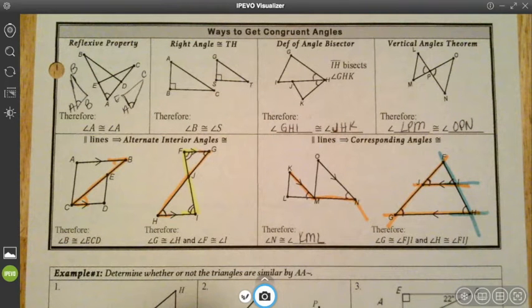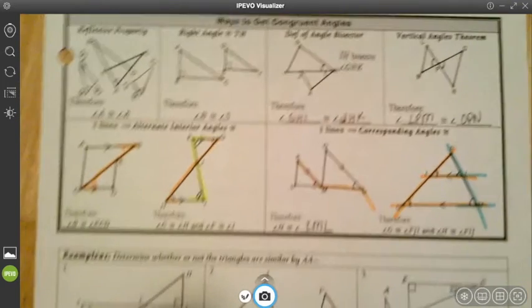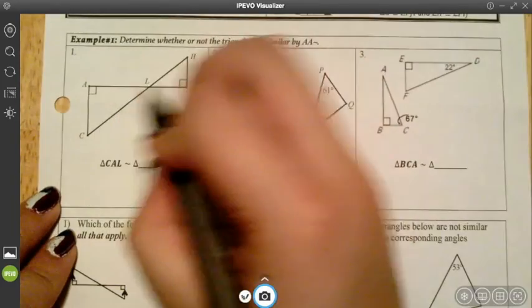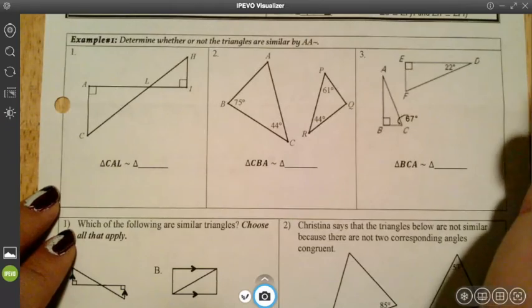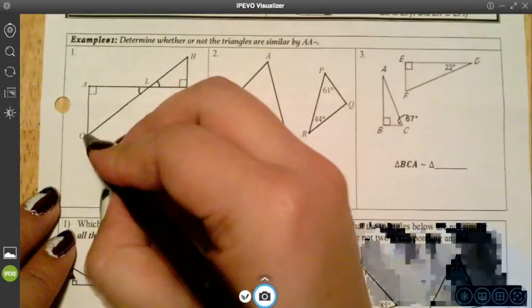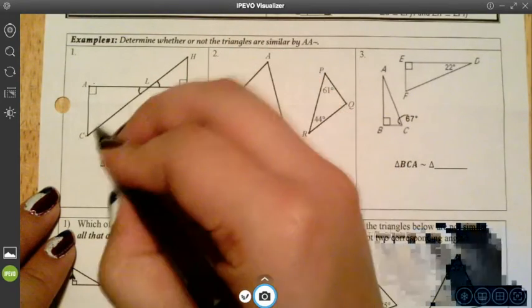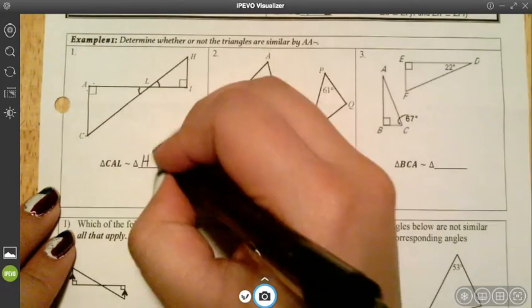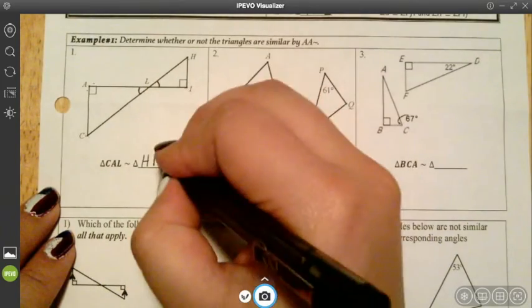So let's see if we can determine which of these diagrams have enough information. In our first example here, we have a 90-degree angle given. We know those are congruent. We also have vertical angles given. And so we know that CAL is congruent to the angle with no mark, which is H, 90 degree, which is I, and 1 hash mark, which is L.